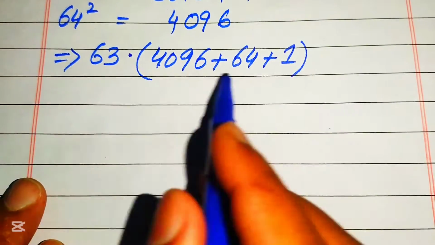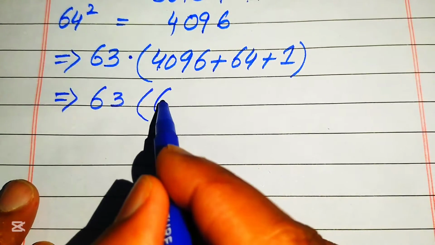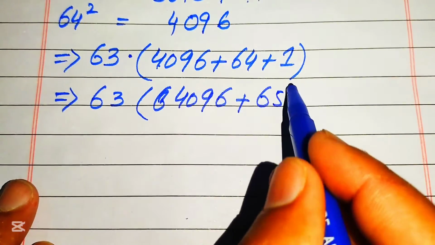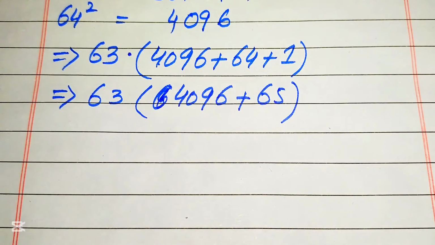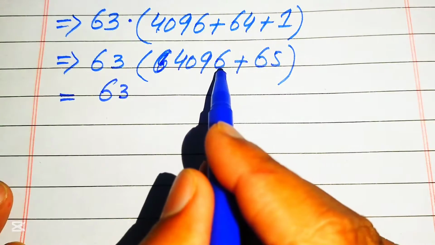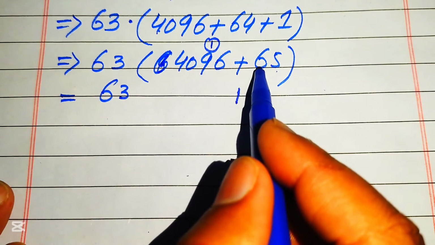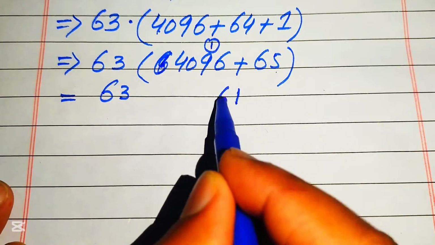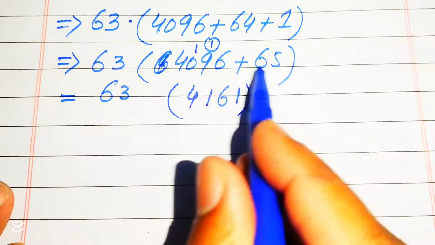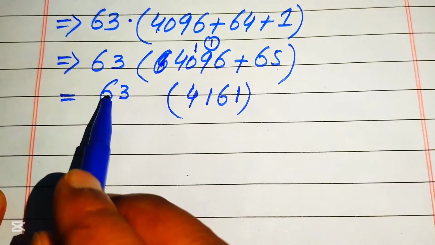Okay, so here we need to sum up all of these values. So you see here, this is 63 multiplied by 4096 plus 64 plus 1, which becomes 65. And now in the next step, we need to sum up these two values. So 6 plus 5 becomes 11, we write 1 and carry 1. 9 plus 6 becomes 15, 15 plus 1 is 16, we write 6 and carry 1. So 0 plus 1 is 1 and this is our 4. So when we add these two values, we get 4161.